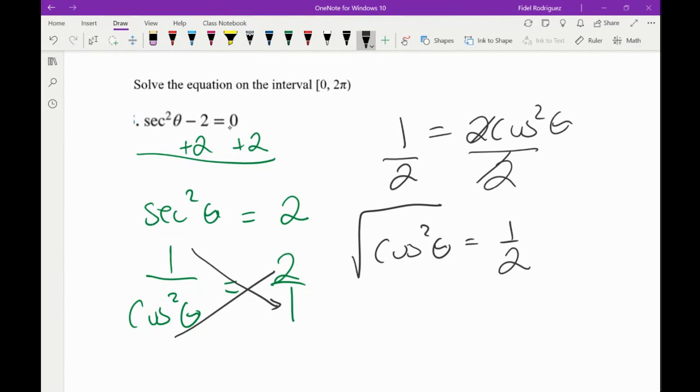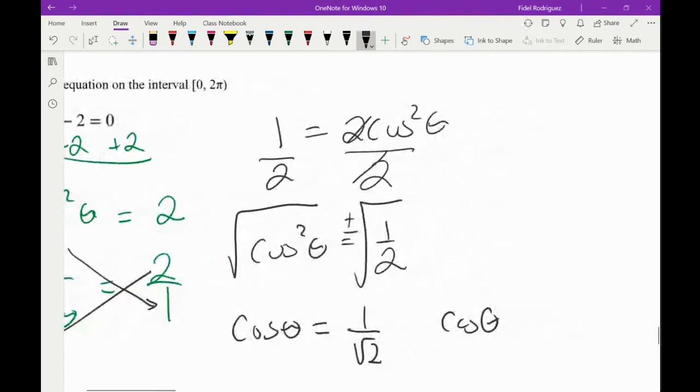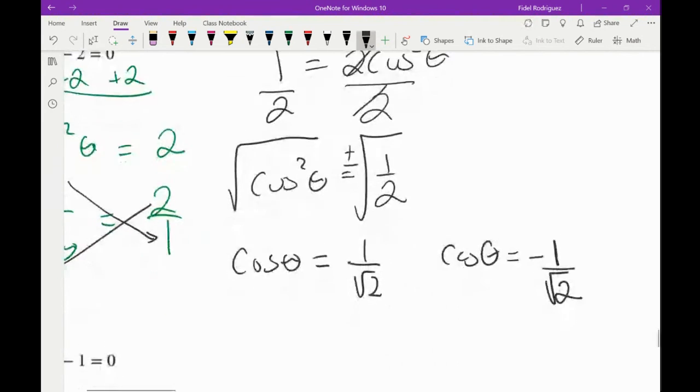All right, now I need to take the square root on both sides. Guys, when I take the square root over here, I'm going to do both of them, plus and minus. So this is going to tell me the cosine of theta. Y'all know what the square root of 1 is? 1 over the square root of 2, and then we're going to end up with another answer. One of them is positive, the other one is negative, right? Because we have that plus and minus.